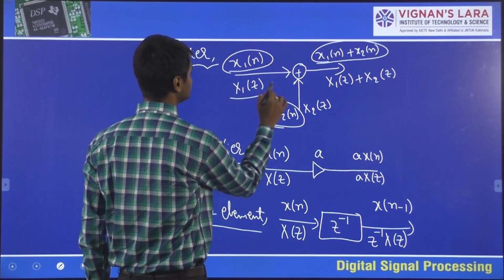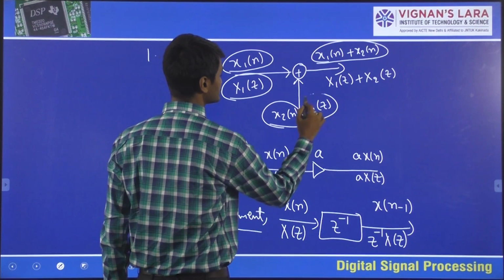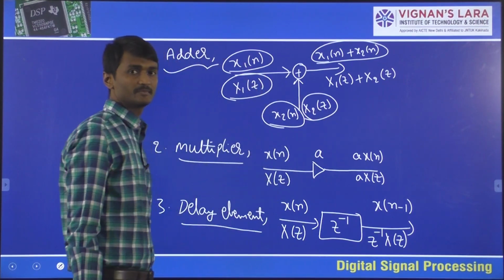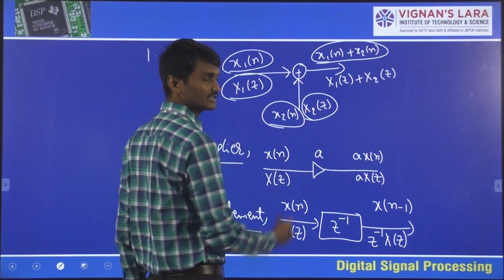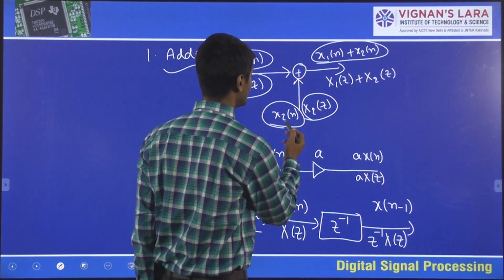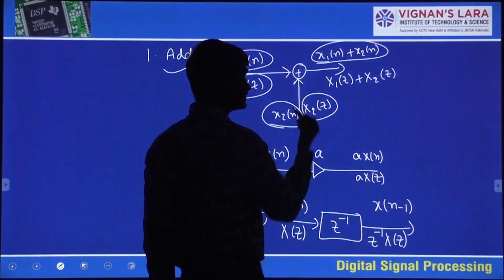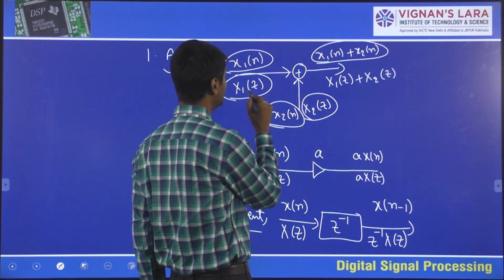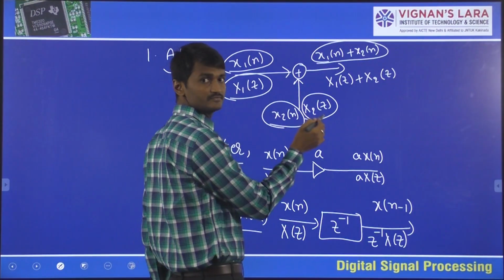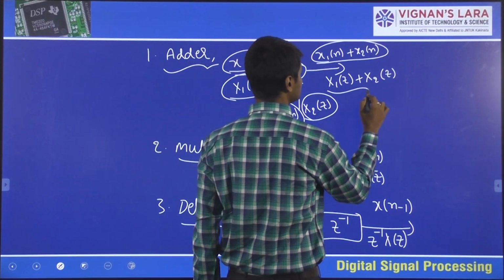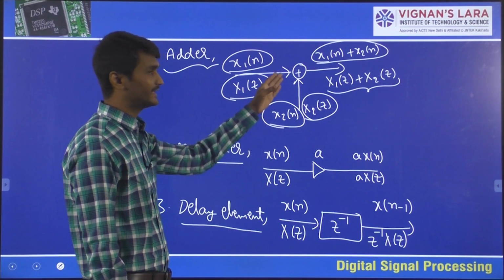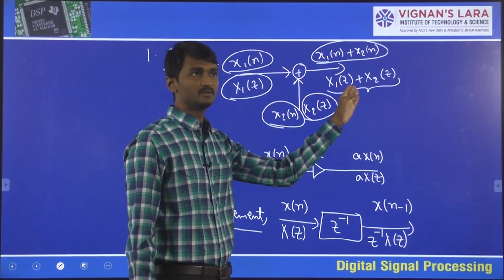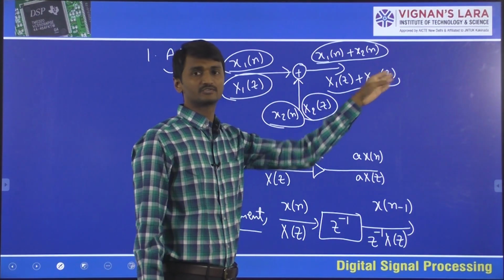So here is its frequency domain representation. We know the Z transform representation of x1 of n is x1 of z. Similarly, the Z transform representation of x2 of n is x2 of z. So we can perform the addition of x1 of z and x2 of z, that is, we apply x1 of z and x2 of z to the adder. The output of that adder will be x1 of z plus x2 of z.